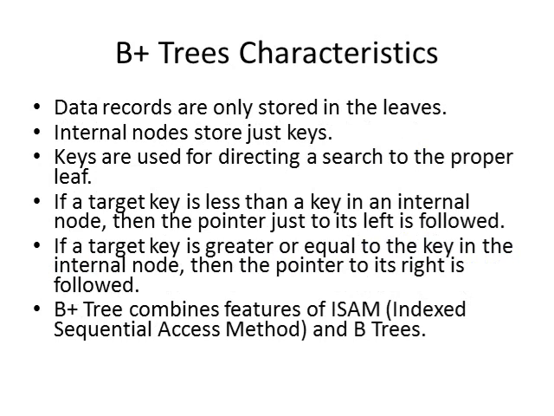These are the characteristics of B plus trees. Here, the data records are stored only in the leaves, and internal nodes just store keys, as I mentioned before. The keys are used for directing a search to the proper leaf. In case a target key is less than a key in an internal node, then the pointer just to its left is followed. If the target key is greater or equal to the key, then the pointer to its right is followed. We see that a B plus tree combines features of ISAM and B trees.